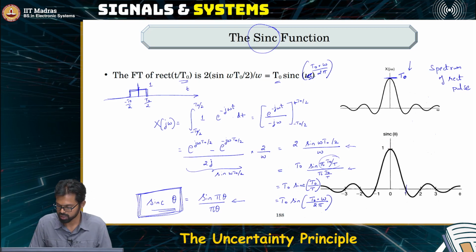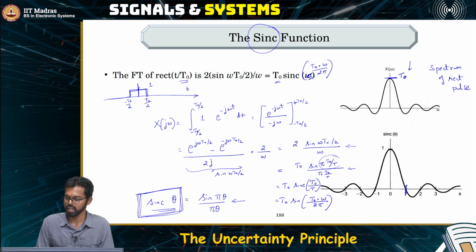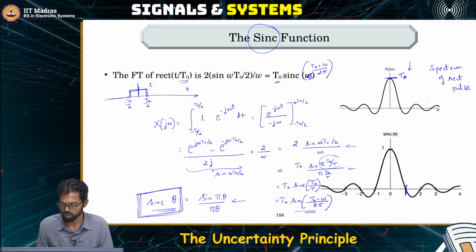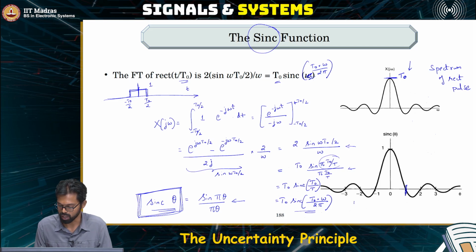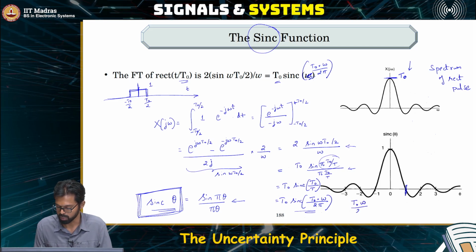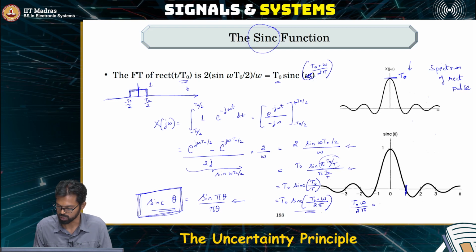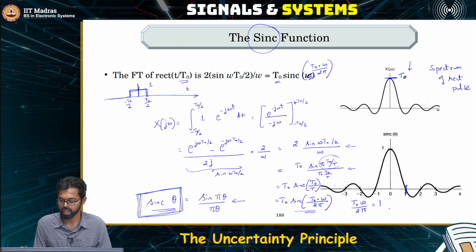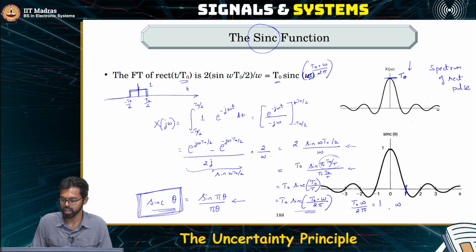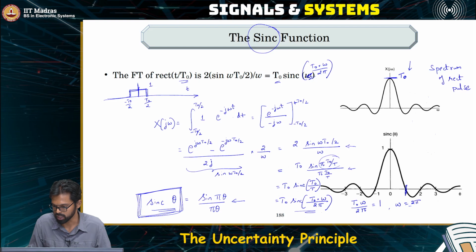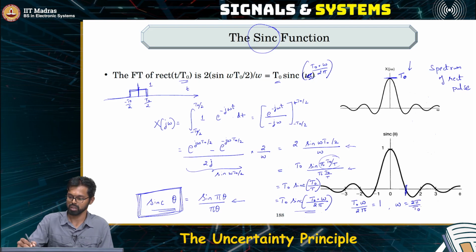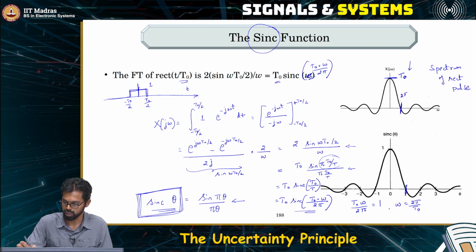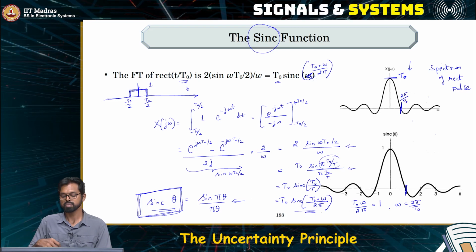And when is this first 0 crossing? The first 0 crossing is at 1 for the sinc function. So when is the first 0 crossing here? This first 0 crossing will happen when t naught times omega by 2 pi is equal to 1. So when does that happen? For what value of omega does that happen? That happens for omega equals 2 pi by t naught. Okay, and so this value is 2 pi by t naught.